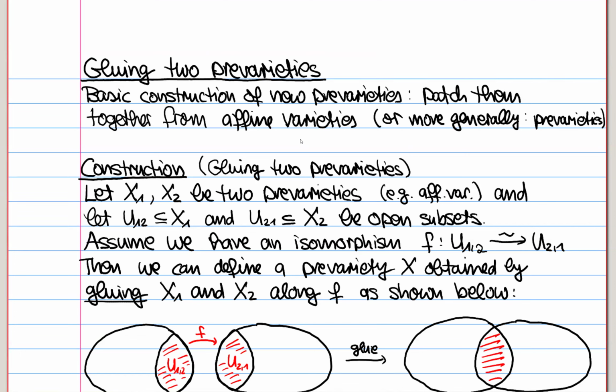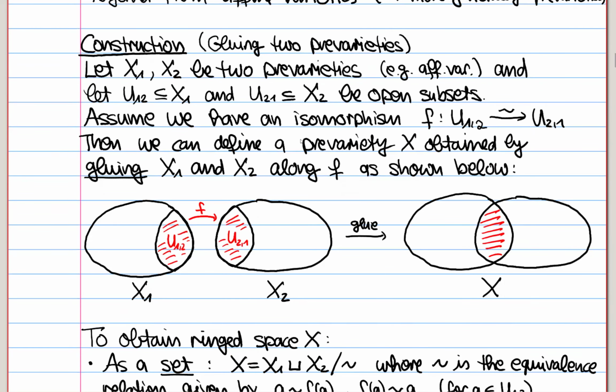which are affine varieties, or more generally, from patches which are prevarieties. And this is the following construction. We start a bit modest and just take two prevarieties, X1 and X2, which could, for example, be given by affine varieties. And we want to glue them along some overlaps.